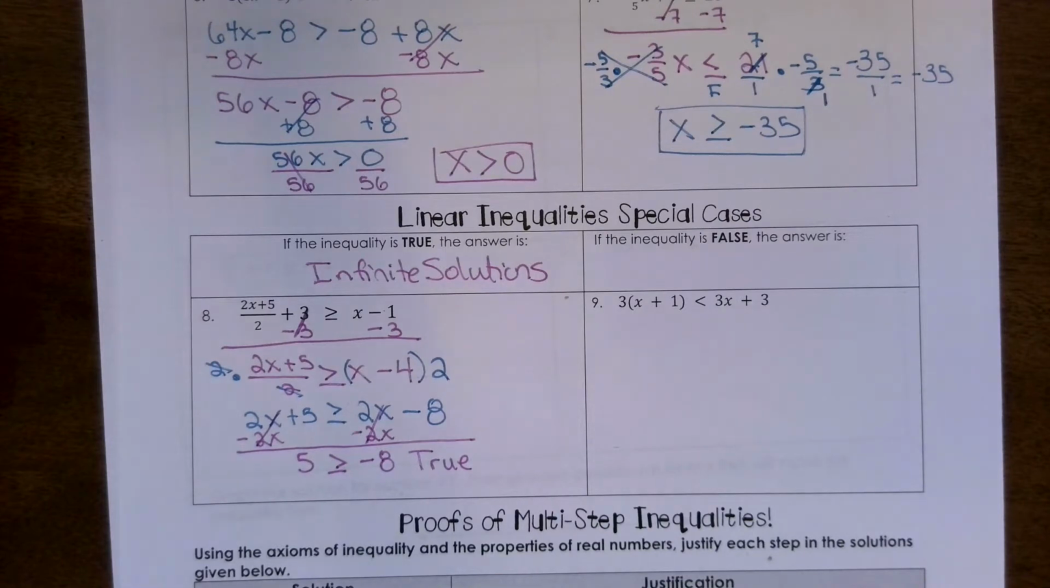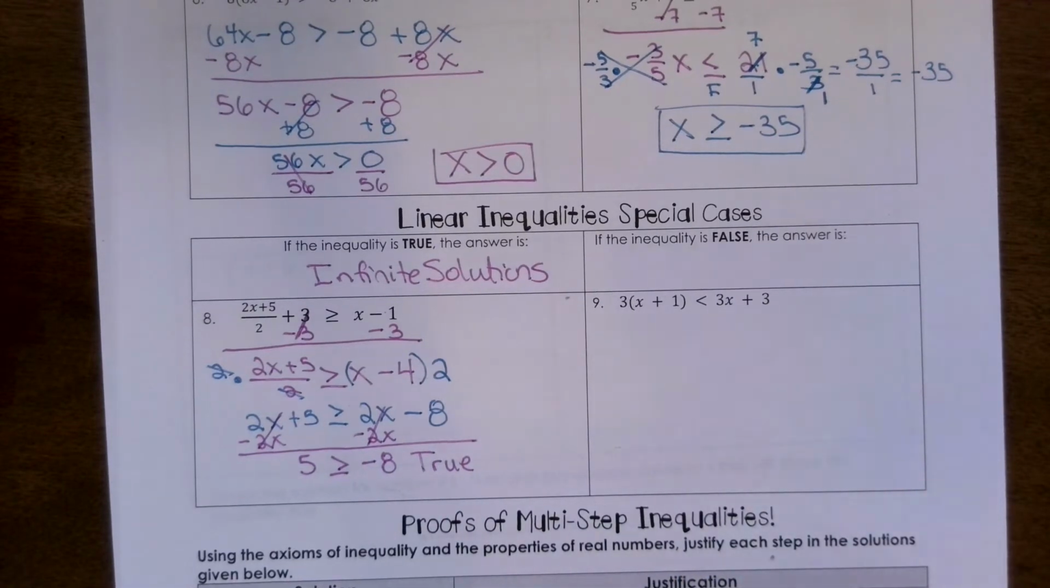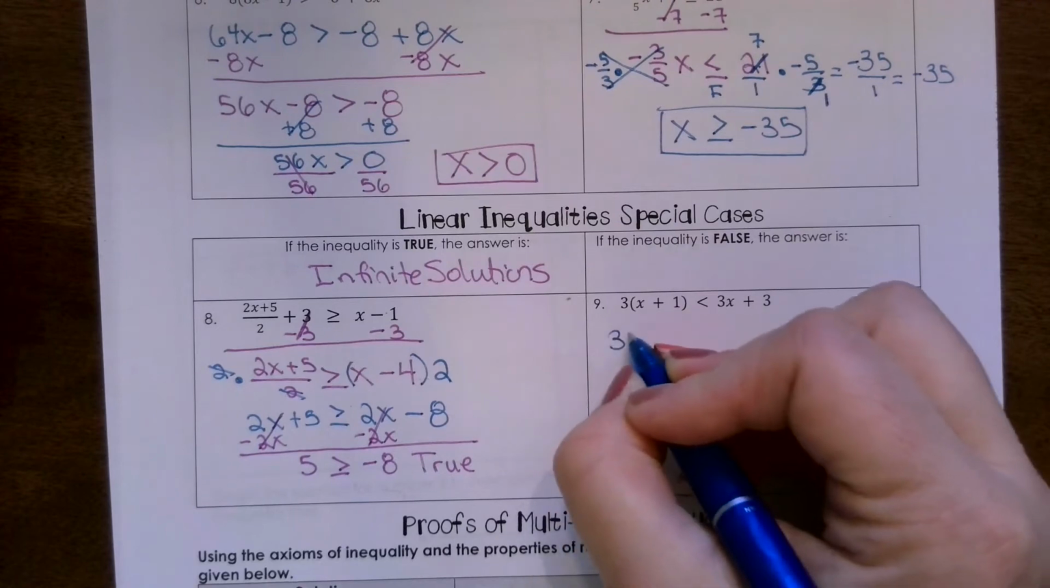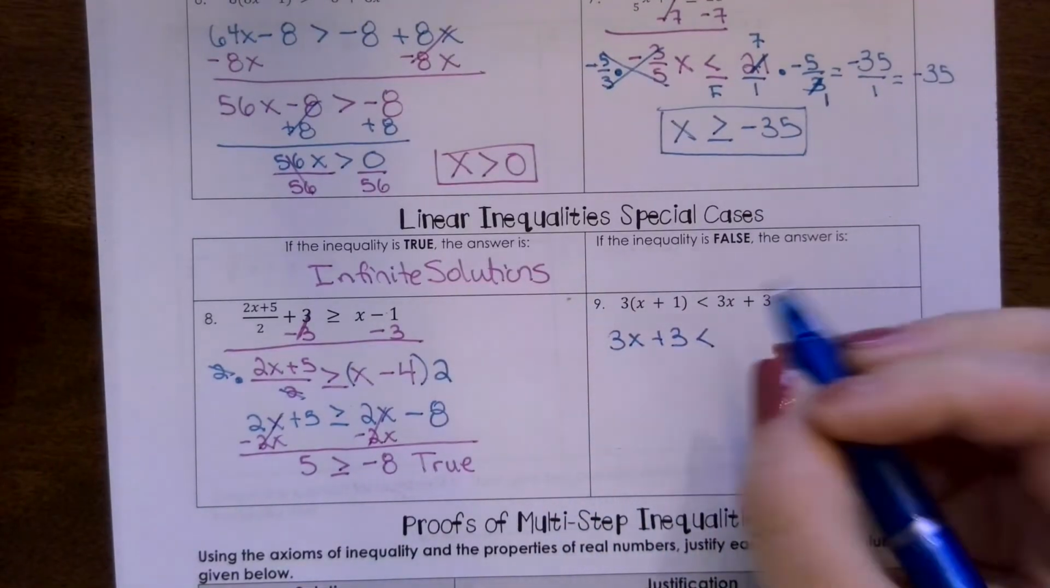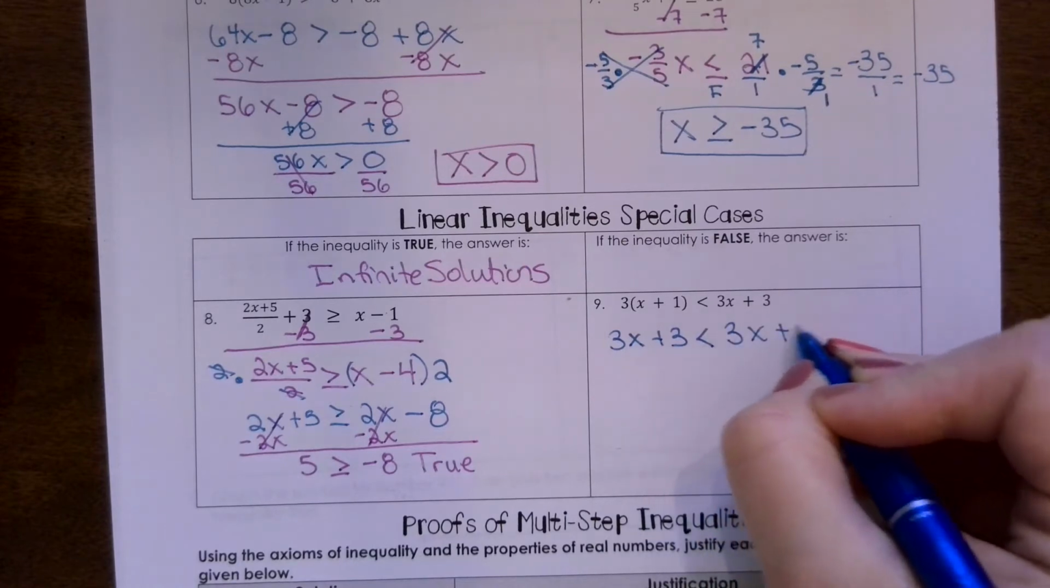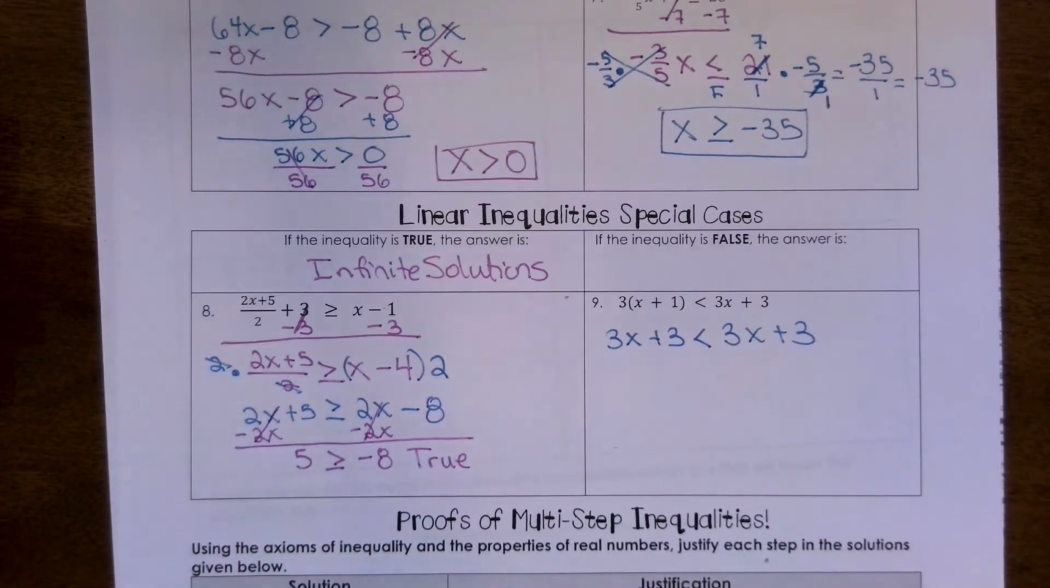On the other side, what I have here is another linear inequality where I need to distribute first. This one is a little more straightforward. I'm going to distribute the 3. 3x plus 3 is less than 3x plus 3. Now, when I had equations, I would have said, ooh, this is an infinite solution situation, but it's not quite as simple with inequalities. I really have to go through the process here.